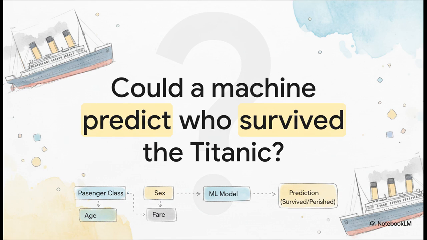Here's the big question for today. Could a machine, just by looking at the passenger list from 1912, actually figure out who is most likely to survive the sinking of the Titanic? It sounds like science fiction, right? Well, to find out, we're going to treat our machine like a modern-day digital detective.